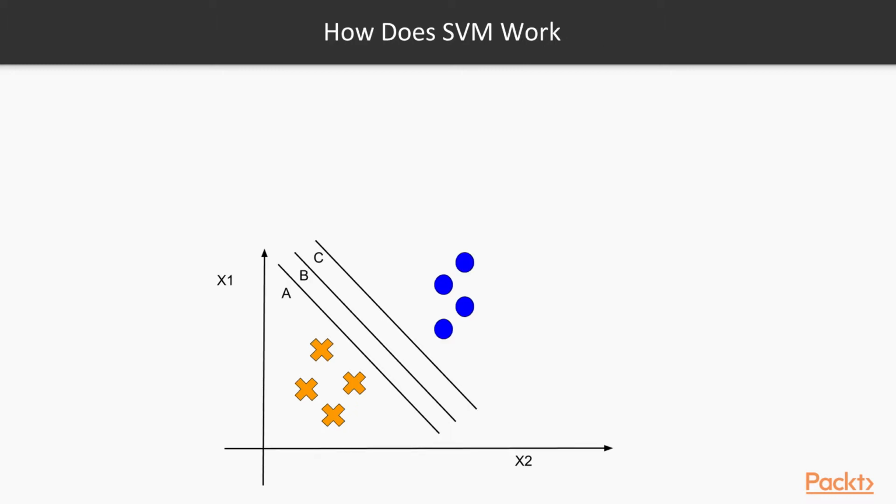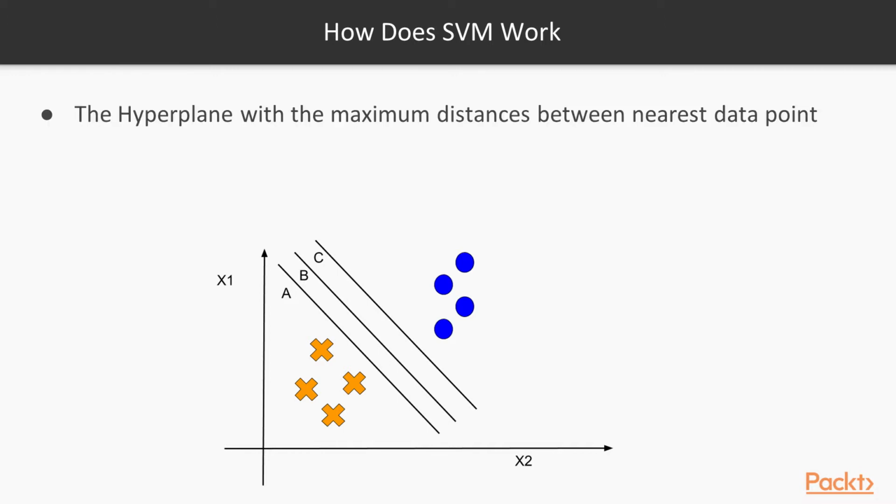Now imagine there are other 2 lines A and C along with B. From the lines A, B and C, we select the line which has the maximum distance between the nearest data points, which means that the line B has the maximum distance from X as well as this dot. This distance is also called a margin.